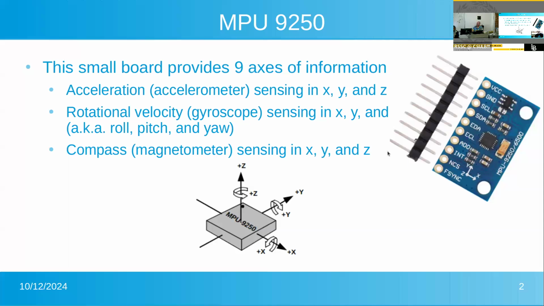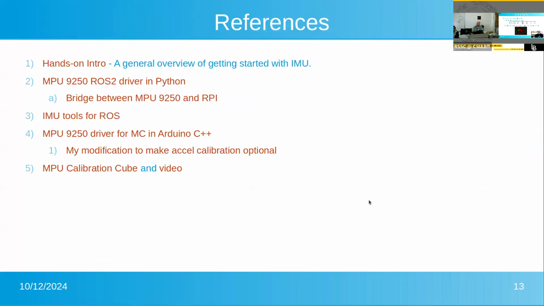How are we on time? Okay, we're pretty much at the Q&A. So here are my references. There's a nice general overview of getting started with IMUs and the ROS driver in Python, which is built upon the bridge between the MPU and the ROS Python. And then IMU tools, which are very useful, including that visualization I just showed you, a plugin for RViz, and then a driver in C++ for the MPU, which could still be useful.